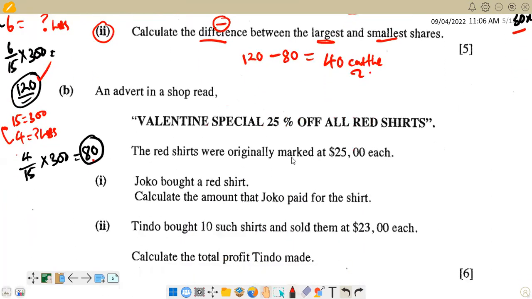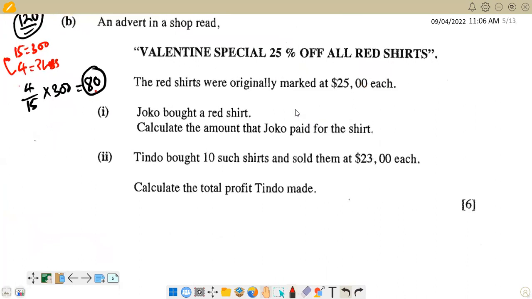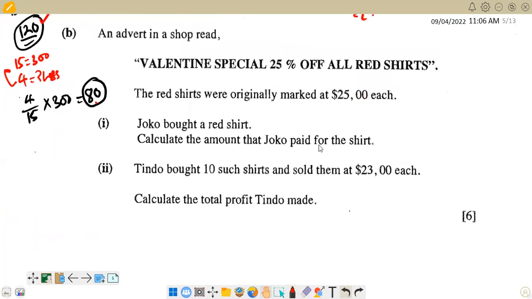Then the B part we are given, there's an advert in a shop which reads Valentine's special 25% off all red shirts. So this is what we're given. Every red shirt on that particular day was being sold at 25% less. That is off, which means you are removing 25%. The red shirts were originally marked, that is the original price, it was marked $25 each.